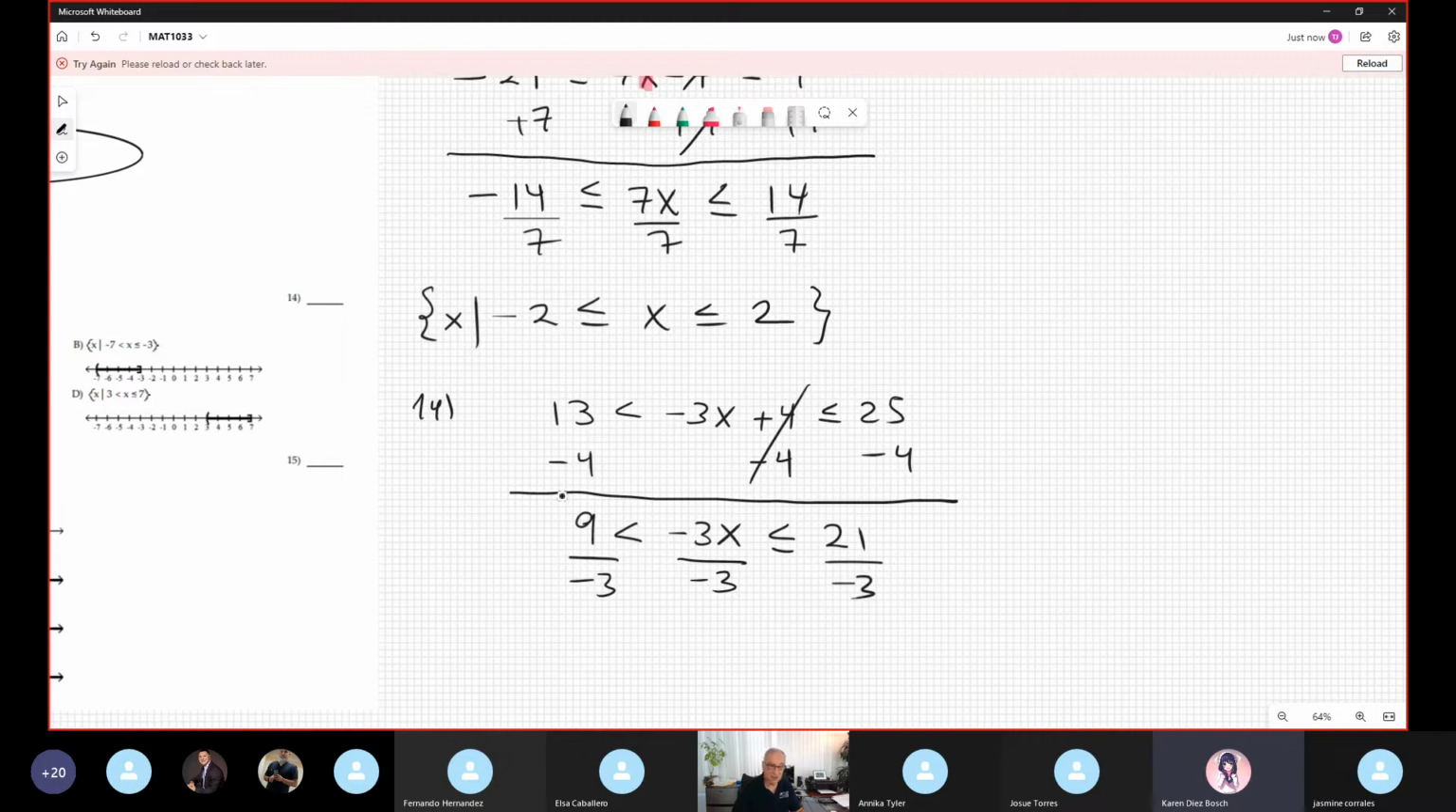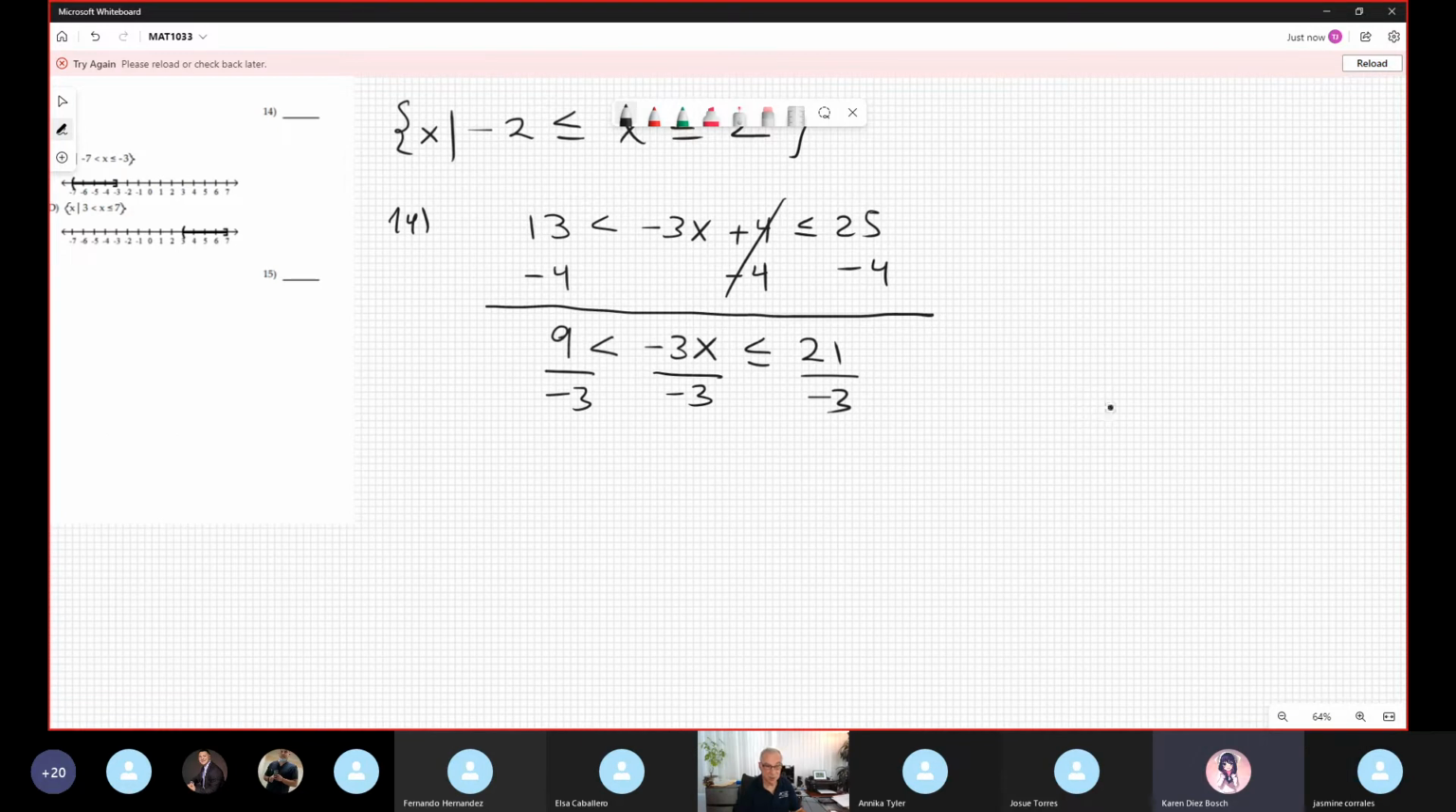When you divide any inequality by a negative number, well, okay, you compute. 9 divided by negative 3 is negative 3. This is x, and this is negative 7. And you reverse it. This sign, reverse it like that. And this sign, reverse it like that.